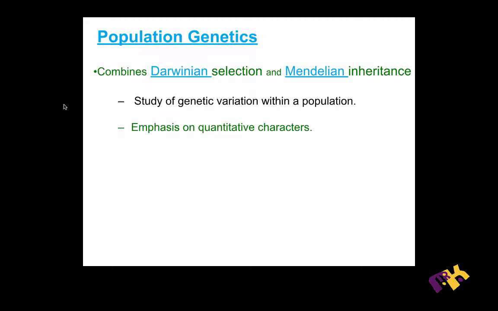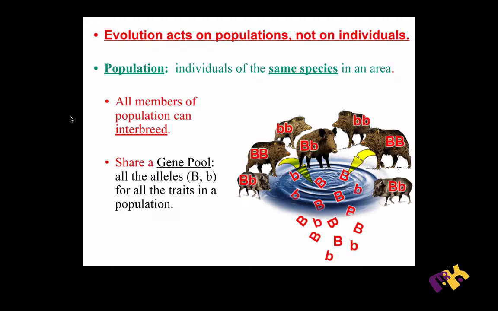Even though they have the white recessive allele, the dominant gene is what is expressed, or what overshadows the other trait. All right, so with population genetics, we simply look at combining Darwinian selection and Mendelian inheritance together. It's a study of genetic variation within a population, and we really emphasize quantitative numbers or characters. Remember that evolution acts on populations, not individuals.